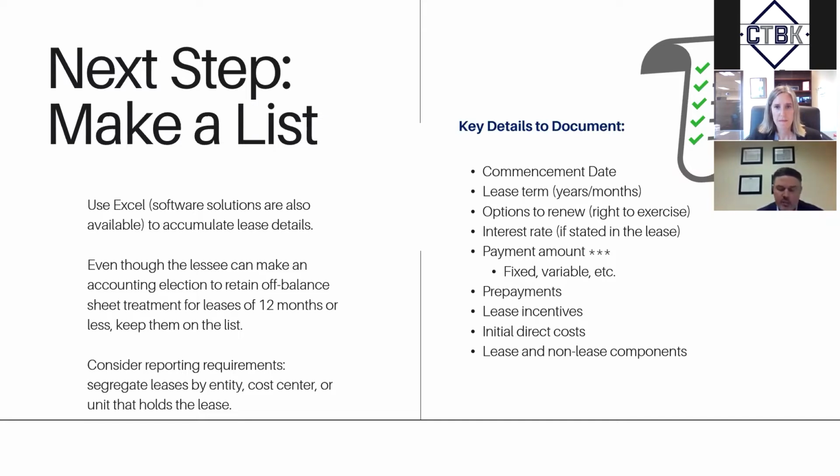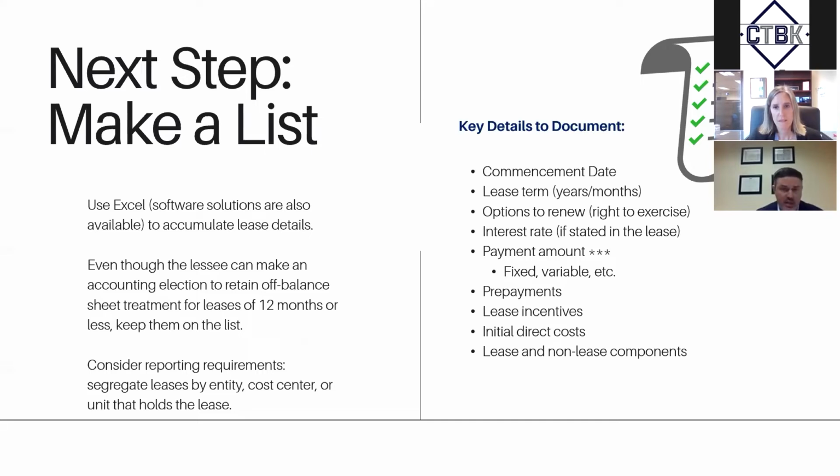Now, the lease term might be modified by the next item on the list, your options to renew. And the inclusion of the options to renew is based on who has the right to exercise. If the lessor has the right to exercise that option to renew, you would include that in the lease term. If you as the lessee have the right to exercise it, it's based on probability and whether it's more probable than not that you will then exercise that right and continue forward.